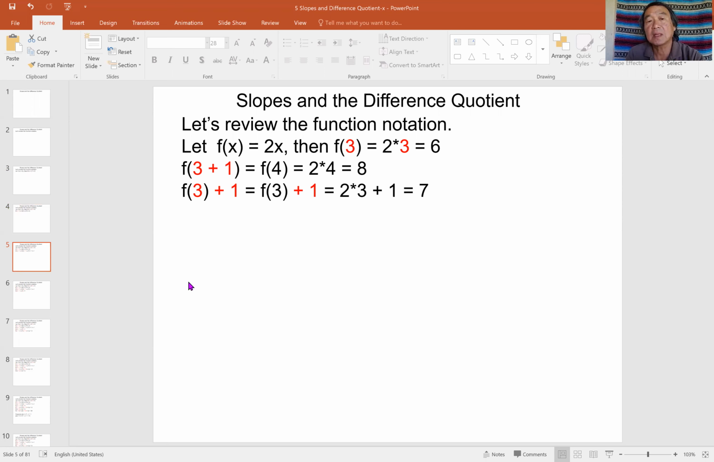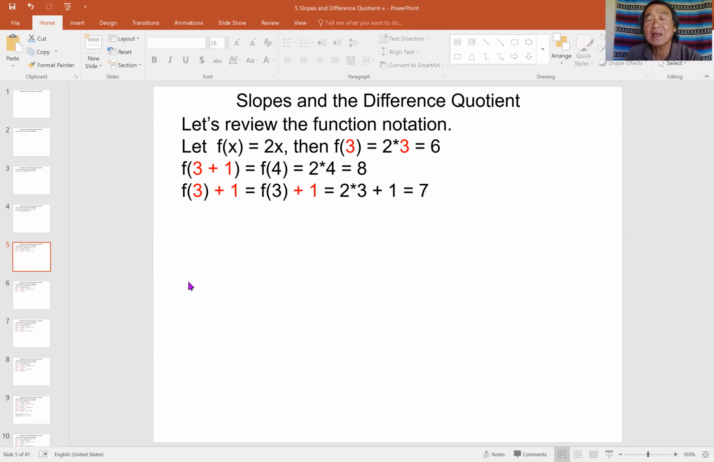If the plus 1 is outside, then that means you have to find out what f of 3 is first, then add 1 to the result. In this case, it will be 2 times 3, which is 6, then add 1 afterwards, which comes out to be 7. So notice this is different from the one before: adding the 1 to 3 before you put it in the formula versus adding the 1 after you put the 3 into the formula.